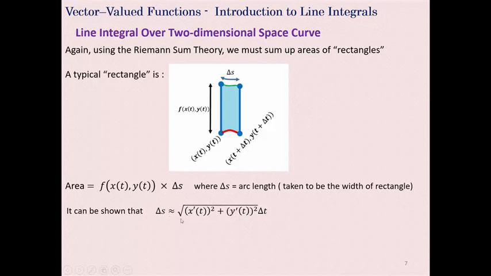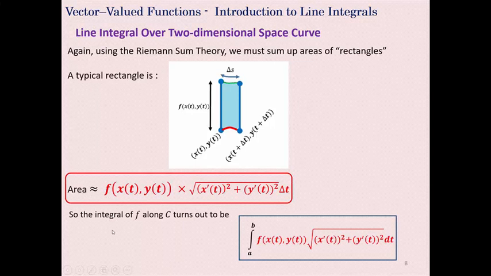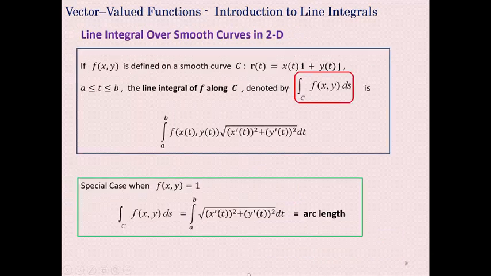But delta s actually turns out to be this expression. We skip the mathematical proof here. What's important is this. According to the Riemann theory, we are going to add up all such areas and we will let delta t go to 0. So essentially, we'll be integrating something like this. We'll be integrating this expression that we saw earlier. And hence, the formula for the so-called line integral is given in the box. So here's a summary, and also a notation for line integral is given here in red. You write integral of f ds with C, the curve, as a subscript to the integral.